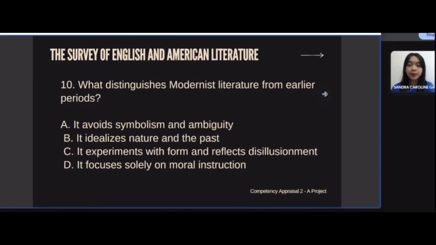Last number. What distinguishes modernist literature from earlier periods? Letter A, it avoids symbolism and ambiguity. Letter B, it idealizes nature and the past. Letter C, it experiments with form and reflects disillusionment. And letter D, it focuses solely on moral instruction.